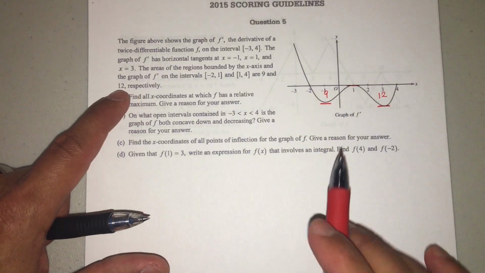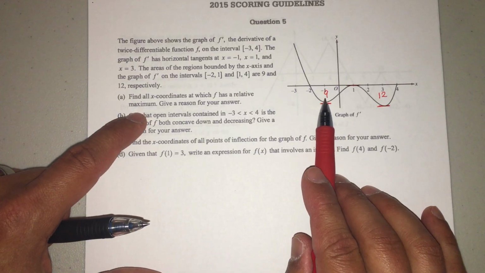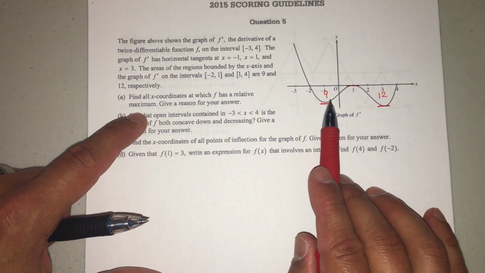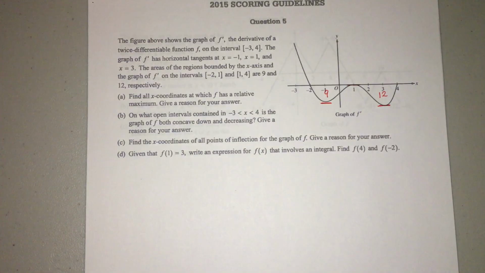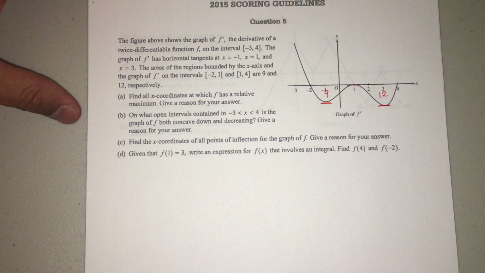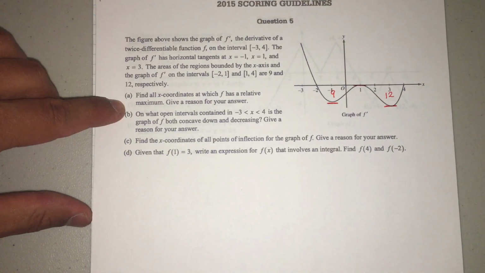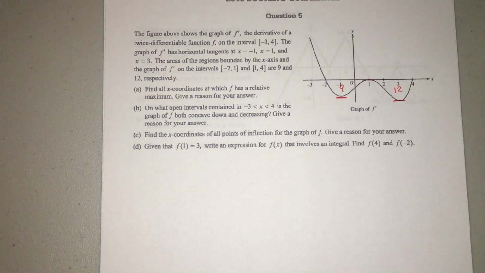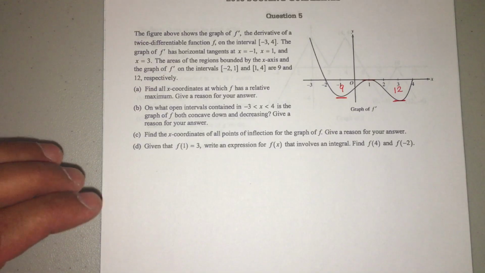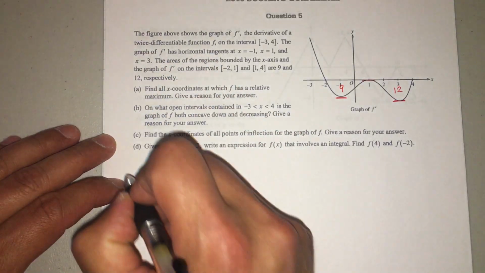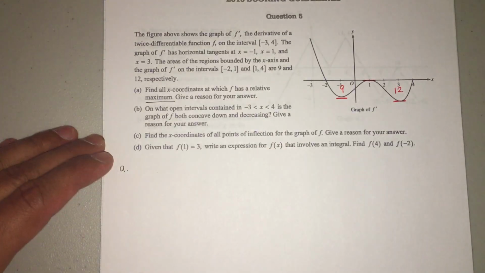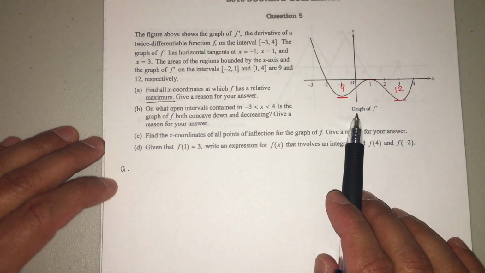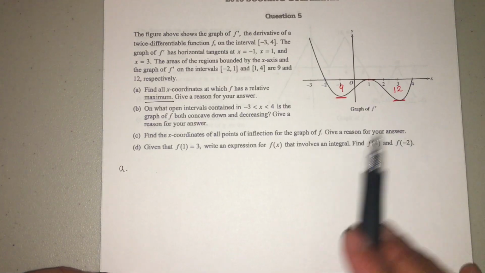Now, that's interesting. The area is 9, but remember the integral is actually going to be negative because it's below the x-axis. Okay, but we'll tackle that as we go along. Part A says find all the x-coordinates at which f has a relative maximum. So part A is the easiest part. Remember, guys, what is the key word here? Maximum. Now remember, this is the derivative, and that's the one they're more than likely going to give you.